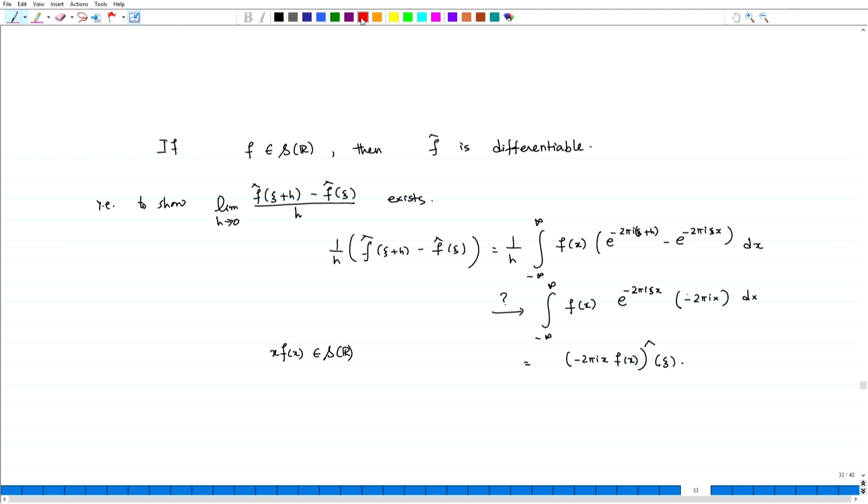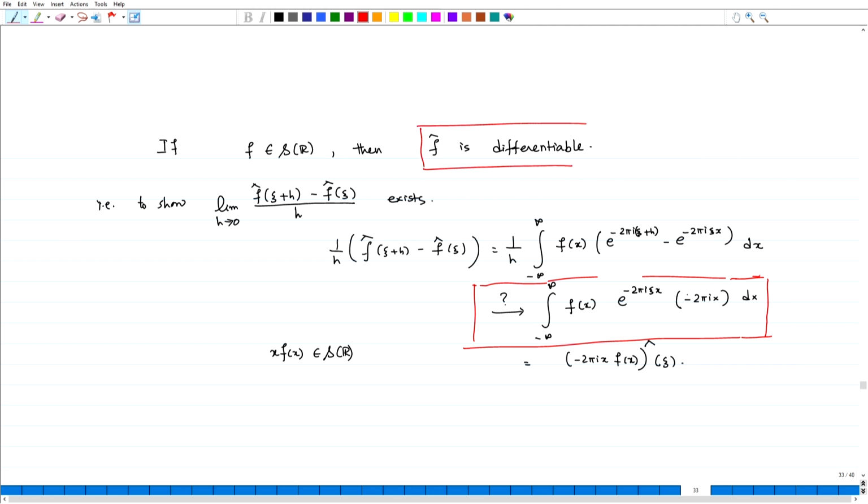So, what we need to justify is that we can push this limit inside the integral. Once we can justify this pushing of the limit inside the integral, then we know that this limit exists. Therefore, we can get that f hat is differentiable. So, in the next lecture we will justify why we are able to interchange the limit and the integral, as well as show that if f is in Schwartz space, then f hat is also going to be in Schwartz space.